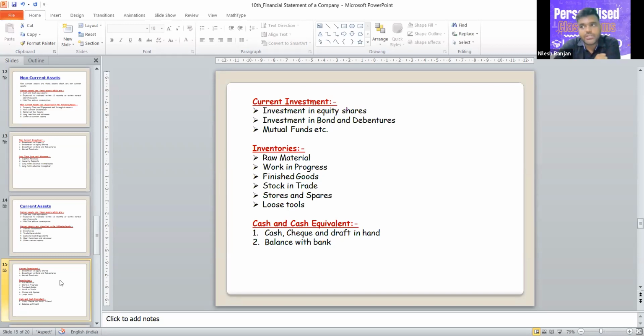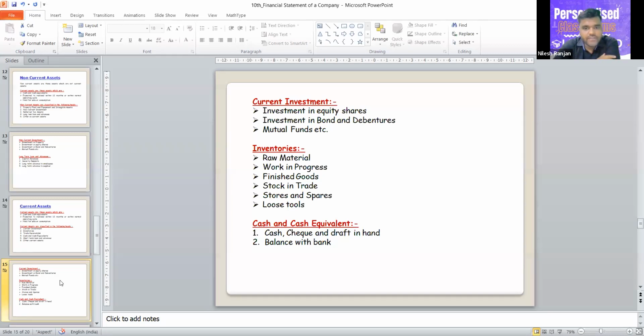Trade investment is related to our business. It is to help our business grow. But non-trade investment is just for value addition, so there is no benefit to the business from that investment. That is called non-current investment.